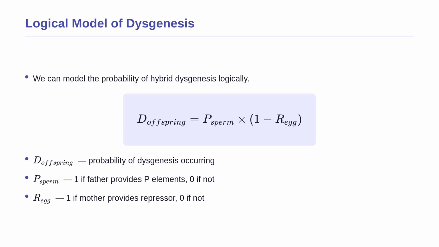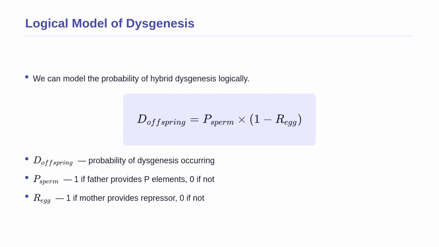To predict the outcome of mating these different strains, we can translate the biological rules into a logical formula. Conceptually, dysgenesis only happens if the father brings the jumping genes and the mother fails to provide the shield. The formula is D offspring equals P sperm times the quantity 1 minus R egg.